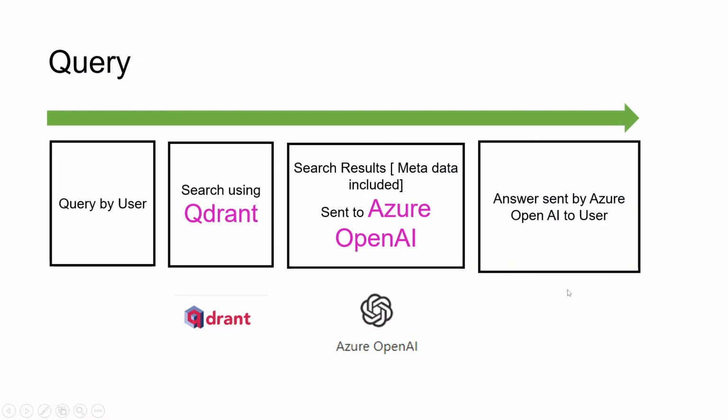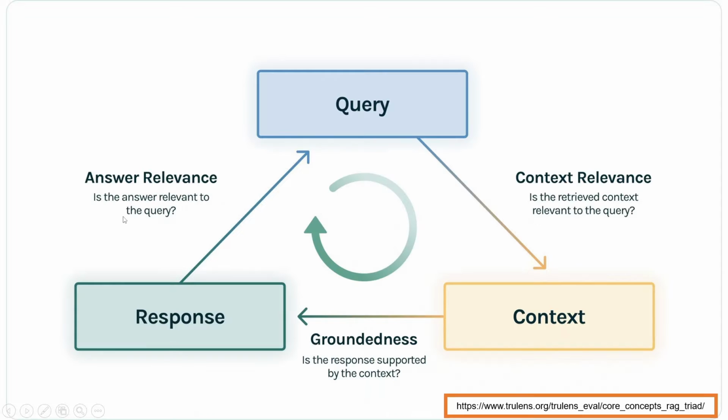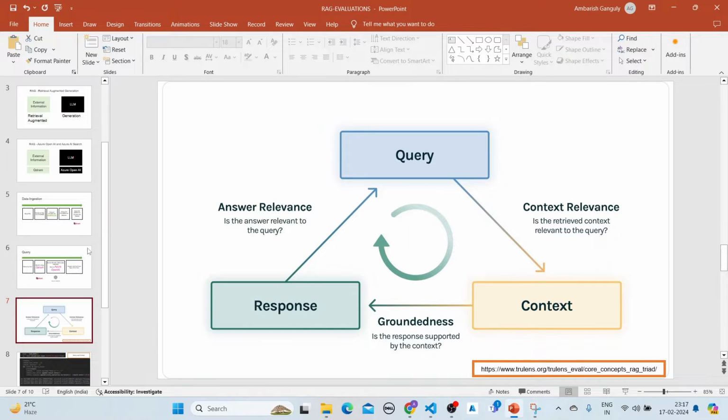If you go back, where is the context? The context is the search results, the reply is given by Azure OpenAI, and the query is given by the user. So these are the three triads of the RAG. So what we'll do is understand the context relevance between the query and the context, the groundedness between the context and the response, and the answer relevance between the response and the query. Let's see this in action, and we will see how we have done it.